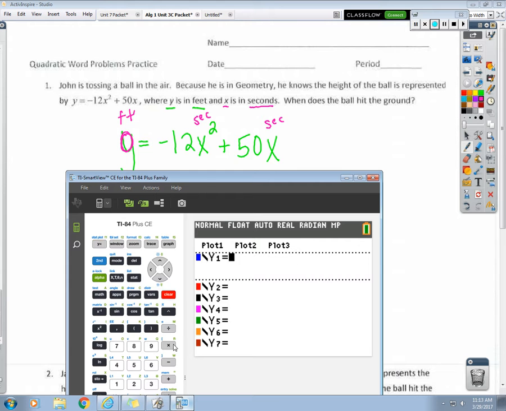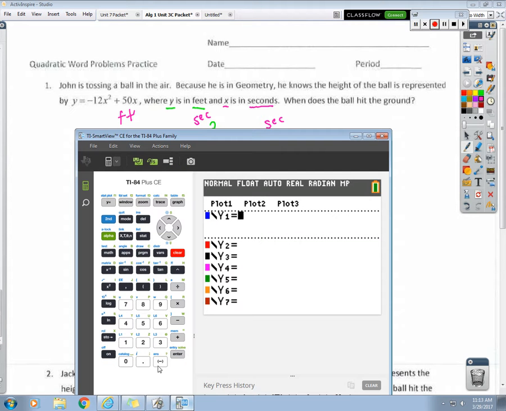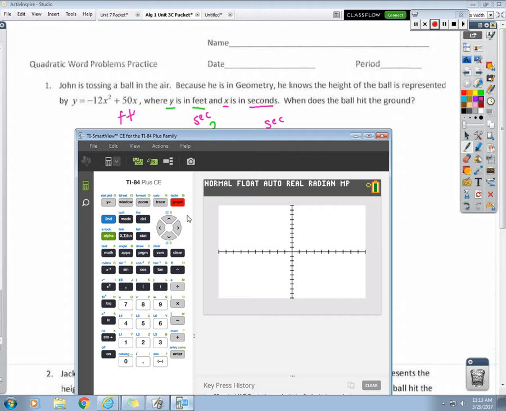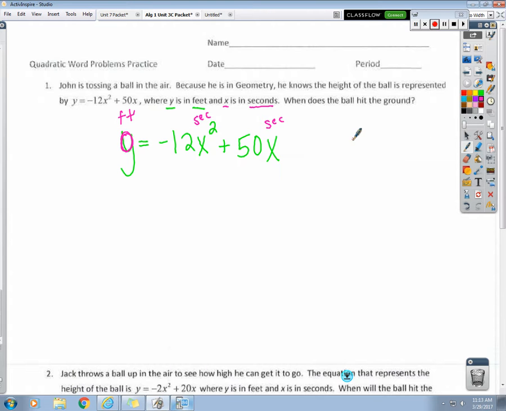Y equals negative 12x squared plus 50x. Okay, we see two x-intercepts, one at 0 and one at a little past 4. Okay, the one at 0 is before he's tossed it. When 0 seconds have passed, the ball is still on the ground. That's what this one represents. But then the ball goes up in the air, and then at 4 point something seconds, it returns to the ground. How can you figure out exactly how long it takes?